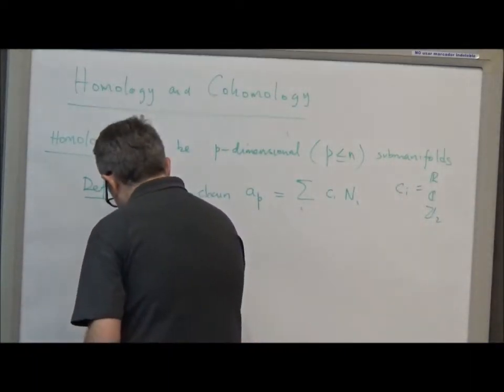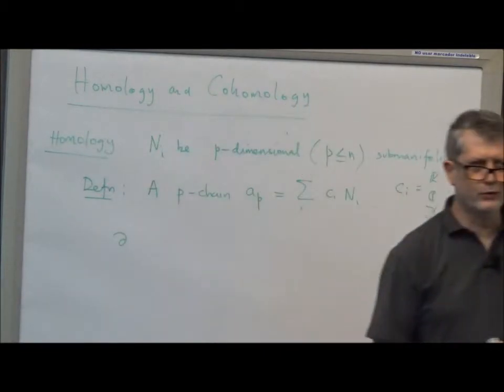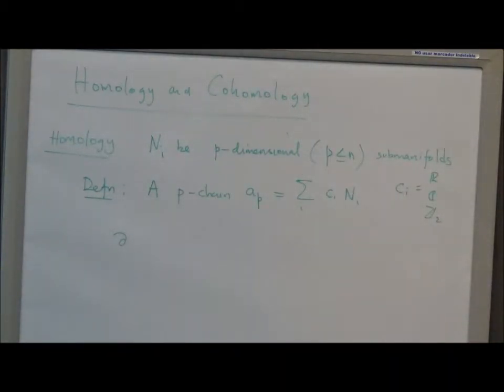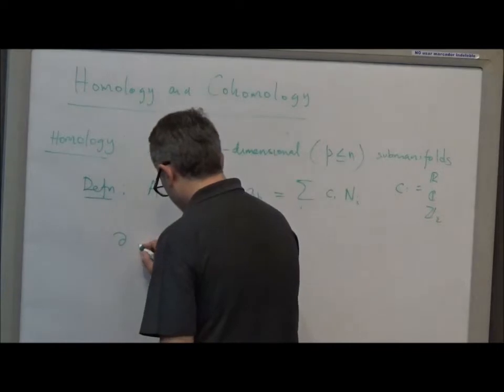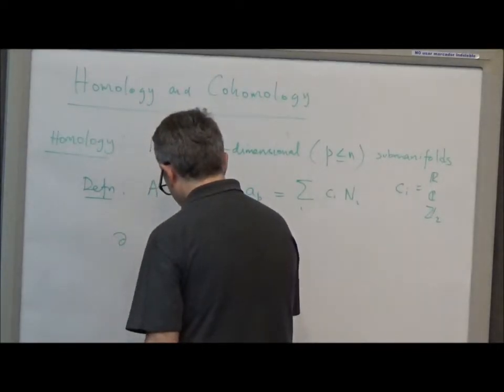Now del, which looks awfully like something that you know, is unfortunately being used for something else here. So del is the operation which gives us the boundary. It's the so-called boundary operator.